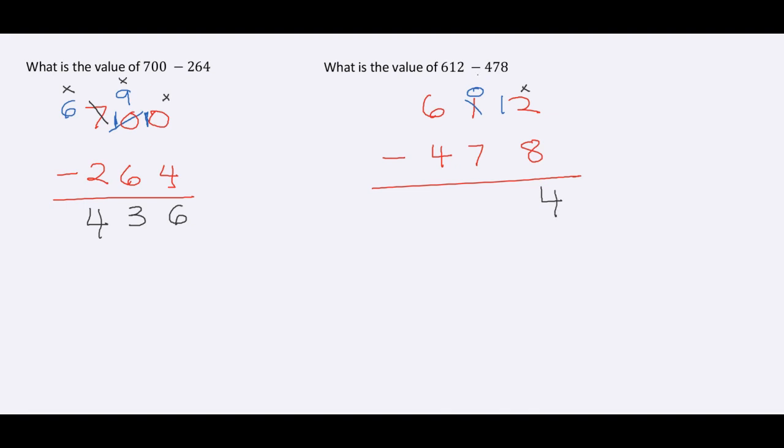Now we come over to this column on this side. 0 minus 7, that's not possible to do. So we now go to the next column on the left, and we take 1 from there. 6 minus 1, we're left with 5 here. And the one we get, we're going to put it right in front of the 0. Now we have 10 minus 7, we have 3. And then we come over to this column, and then we have 5 minus 4, we have 1. So this is going to give us 134 as our answer.